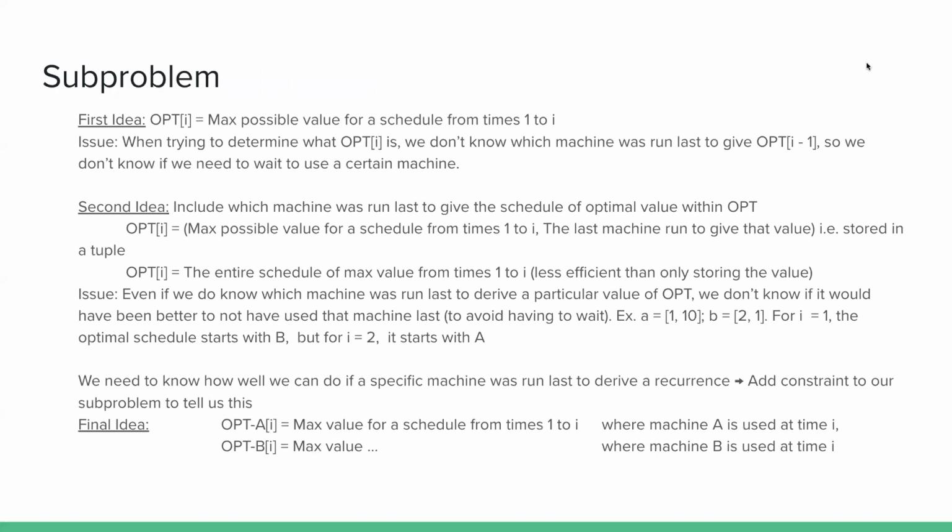Can anyone come up with the recurrence? Did anyone actually do this while they were solving the problem? Create 2 opt tables? Yeah. Opt A of I equals A of I plus max of opt A of I minus 1, opt B of I minus 2.